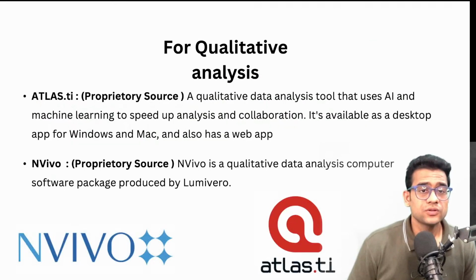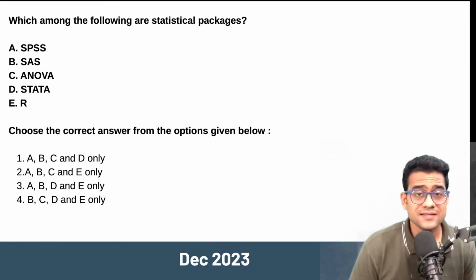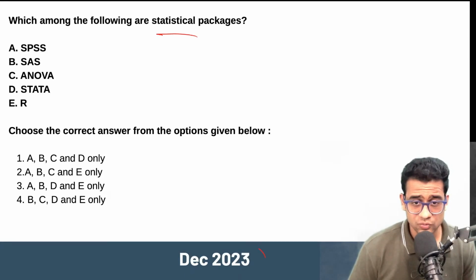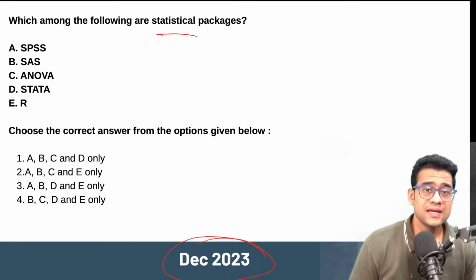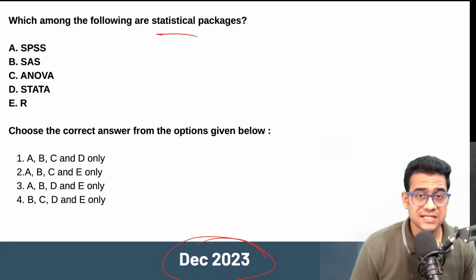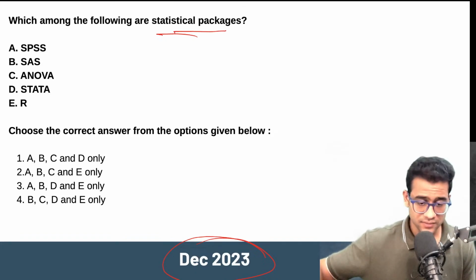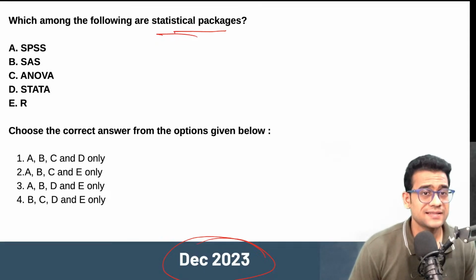इससे क्वेश्चन भी पूछा गया था, अगर आप करना चाहो, which among the following are statistical packages. एक साल पहले नहीं, 6-7 महीने पहले पूछा है. Which among the following are statistical packages? Simple, direct question. So SPSS, SAS, ANOVA, Stata, R.